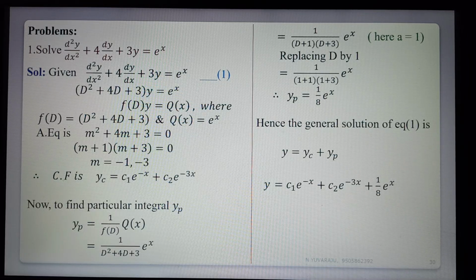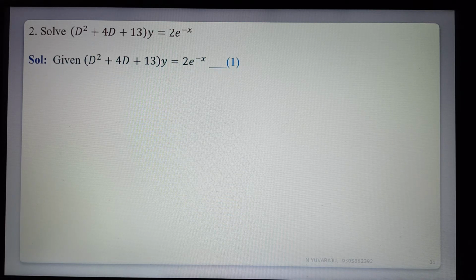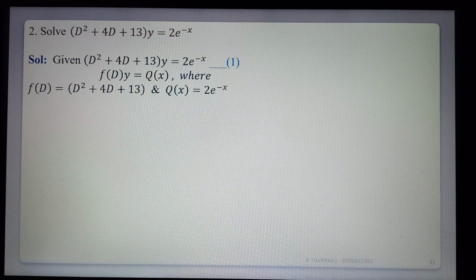See the next example. Solve (D square plus 4D plus 13) y is equal to 2 into e power minus x. That is the given equation. So f of D into y is equal to Q of x, where f of D is equal to D square plus 4D plus 13, and Q of x is equal to 2 into e power minus x.